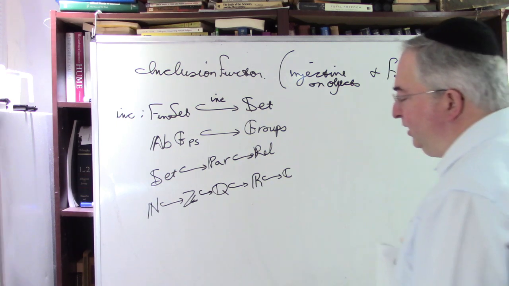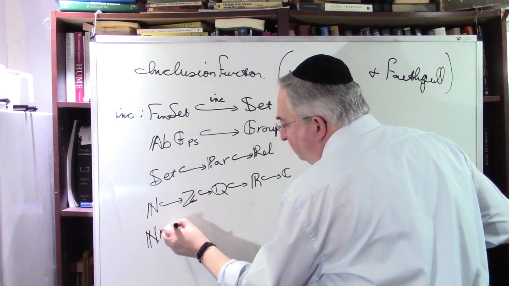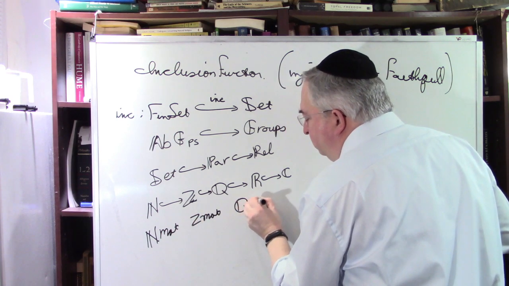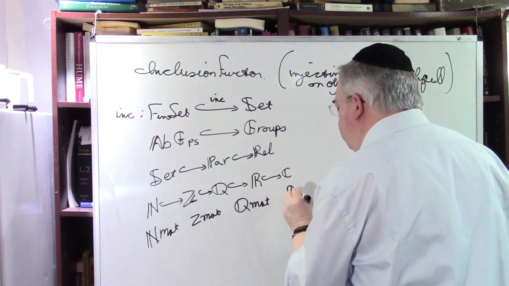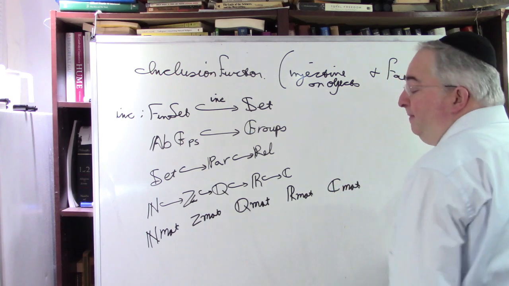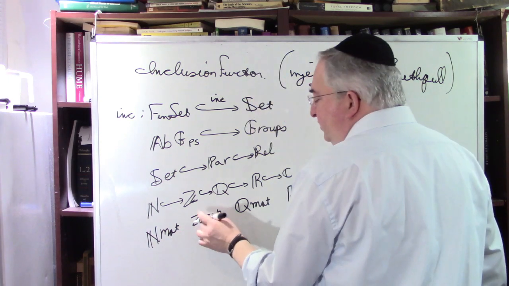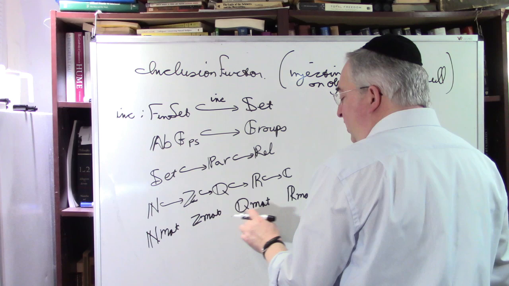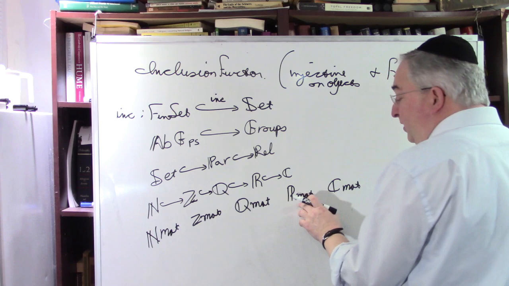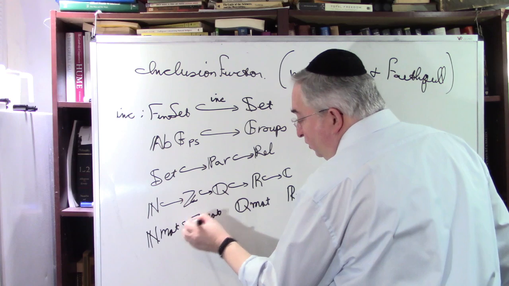Okay, great. Guess what else we have? Matrices. These are matrices with natural number entries. These are matrices with whole number entries. These are matrices with rational number entries. These are matrices with real number entries. These are complex matrices. And they all include each other.